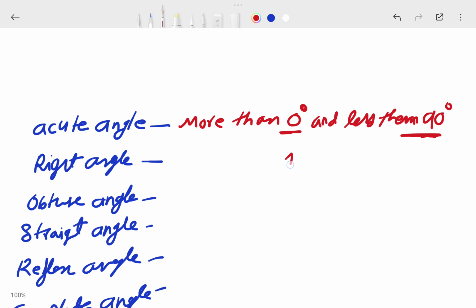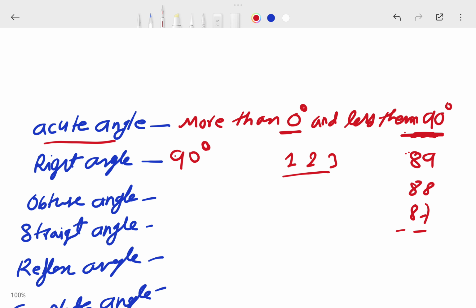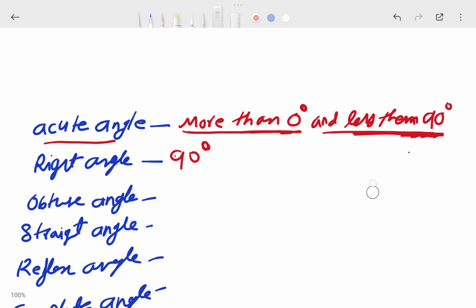More than 0 degree means 1, 2, 3, etc. Less than 90 degree means 89, 88, 87, etc. Don't think that 90 degree is less than 90 degree. If you put 90 degree, that is the right angle. So an acute angle is an angle which is more than 0 degree and less than 90 degree.